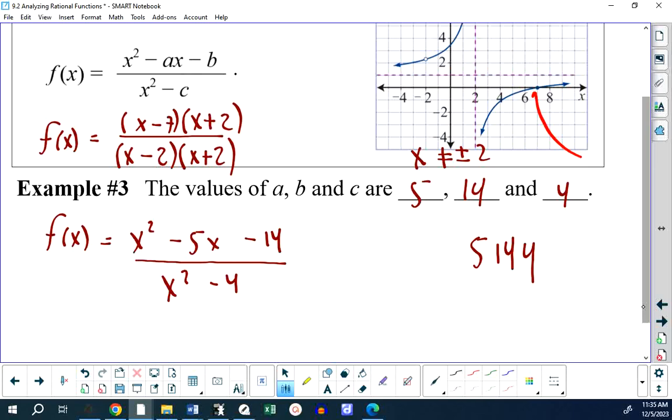So any questions with number 3? Factor in the denominator that doesn't cancel, vertical asymptote. Factor in the numerator that doesn't cancel, x-intercept. Factor in both, hole.